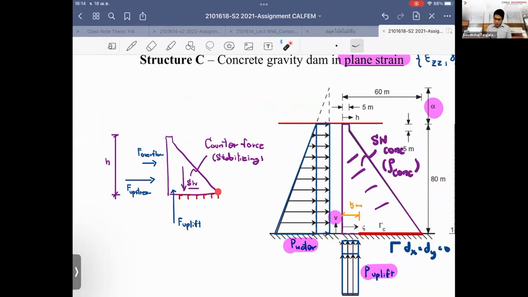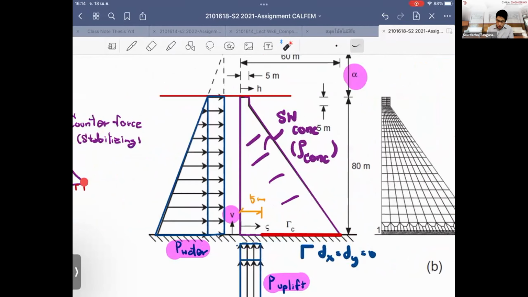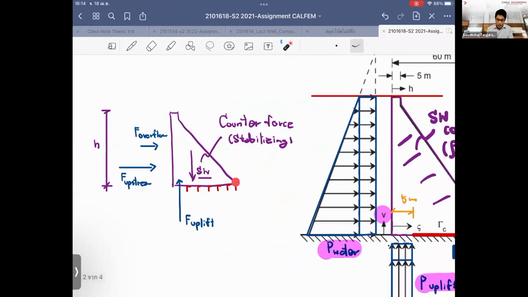In this problem, once again, we want to investigate the dam in more detail. What this means is that we want to look at the distribution of the stress in the dam, and we don't want to model the dam as a rigid body. This is called a rigid body, or the rigid dam.